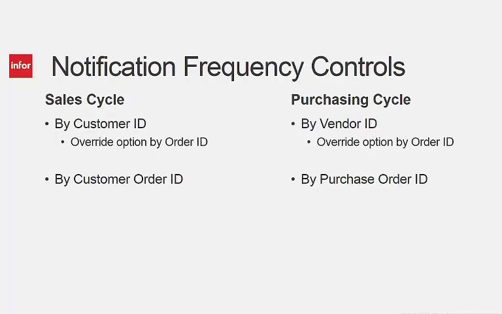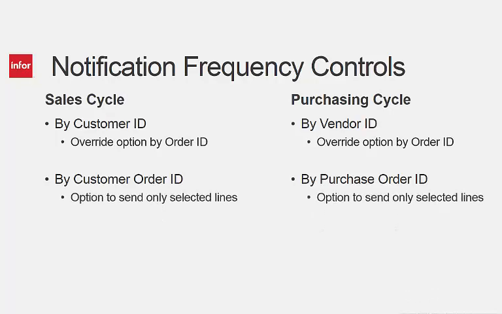The email notification will print all lines on the order. However, you can limit the lines included in the notification by checking the new email notification column on each line that you actually want to send.